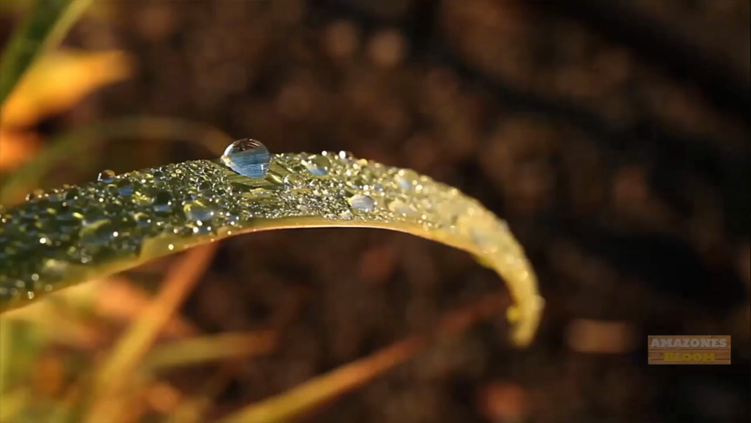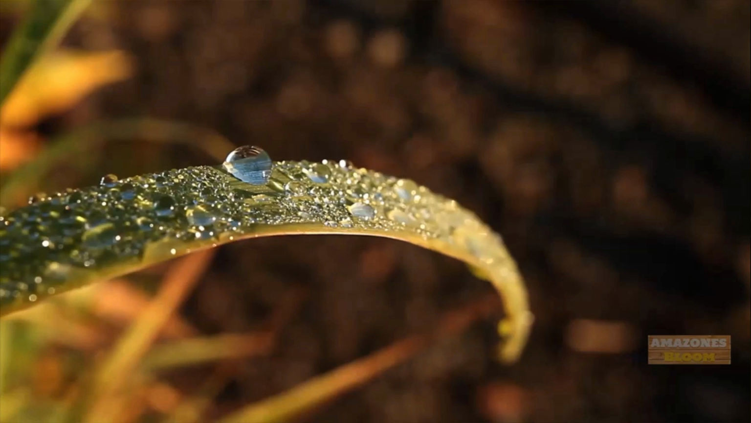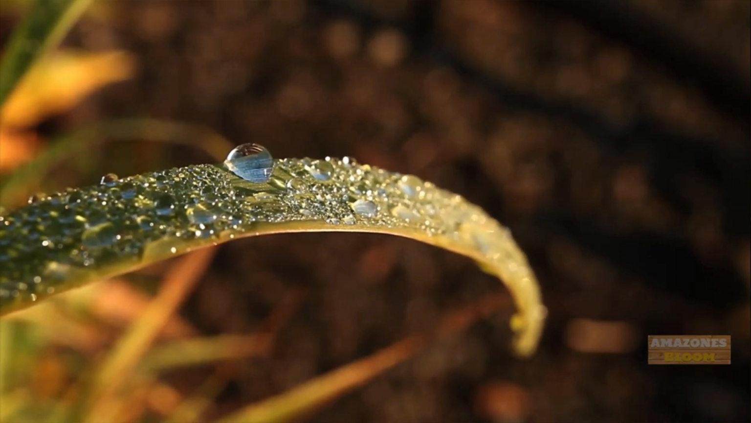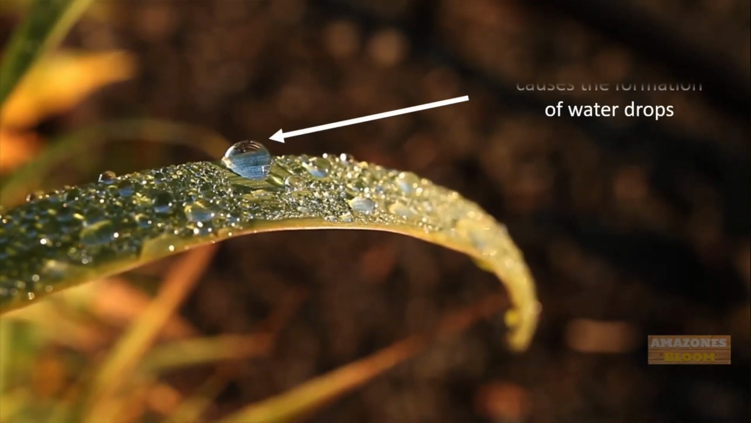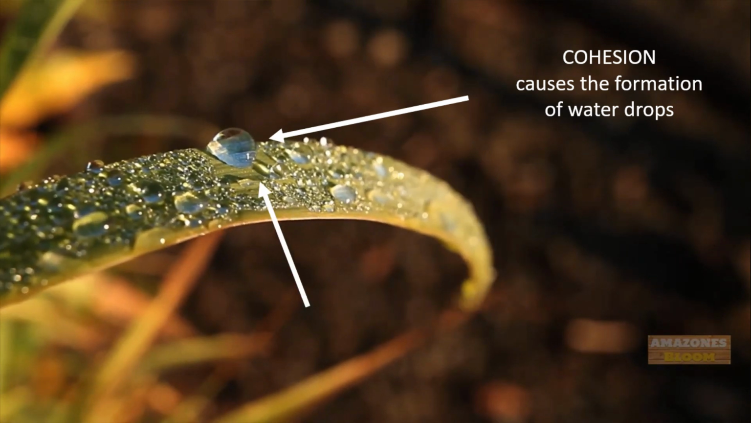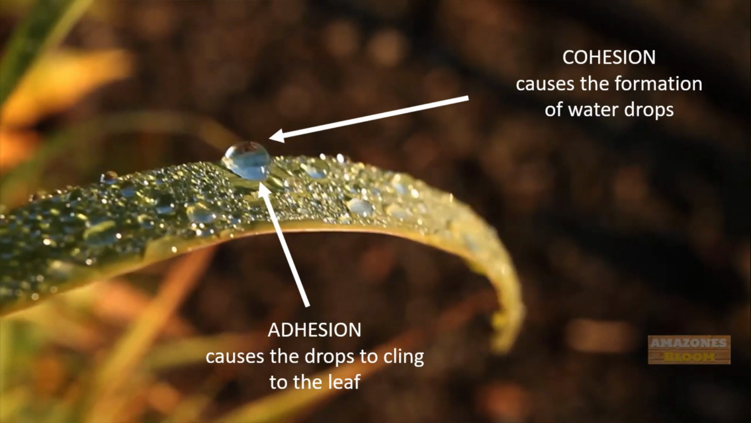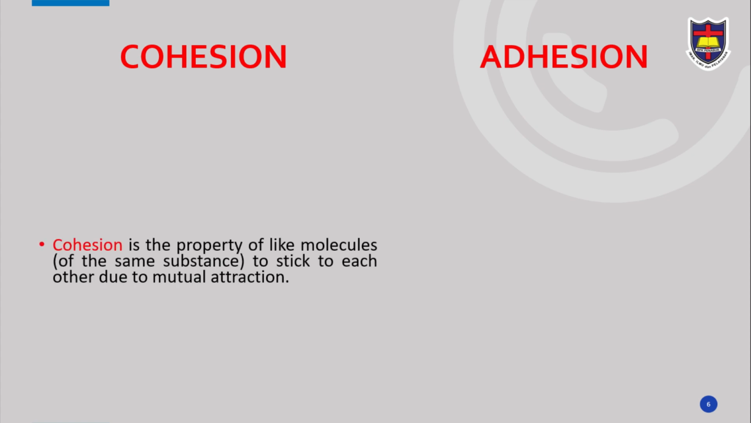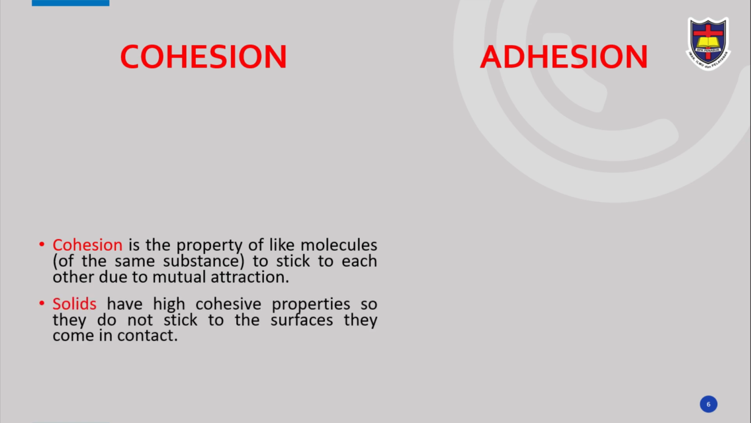Let's take a look at this video. Here are the droplets of water on leaves of terrains. As we can see, cohesion causes the formation of water drops, and adhesion causes the drops to cling to the leaf. From this example, we can define cohesion as the property of like molecules of the same substance to stick to each other due to mutual interaction, right?